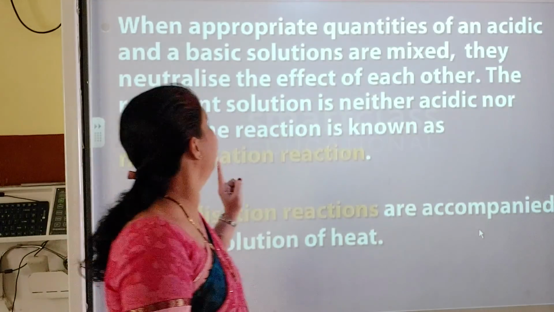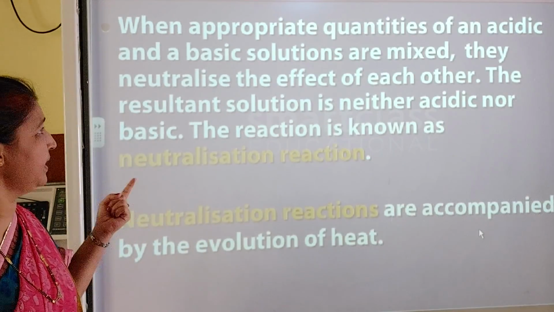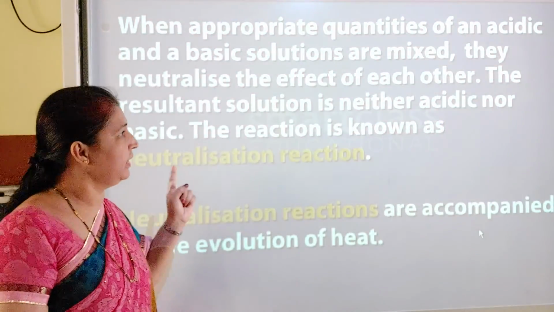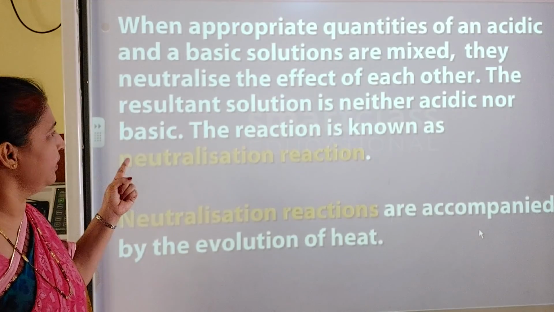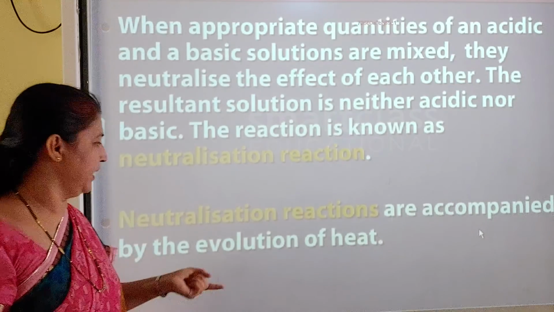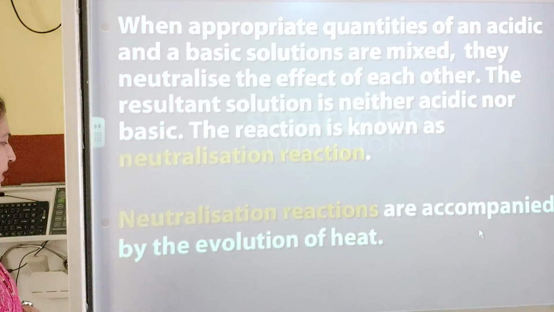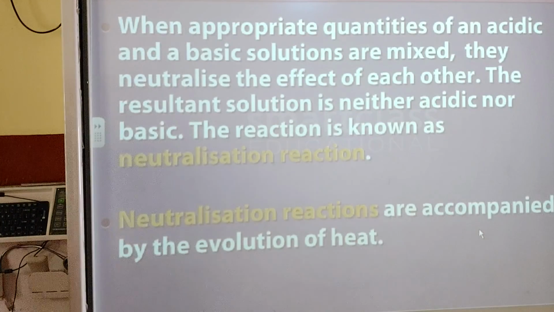So what is said is that when appropriate quantities of acidic and basic solutions are mixed, they neutralize the effect of each other. The resulting solution is neither acidic nor basic. The reaction is known as a neutralization reaction. And the neutralization reaction is accompanied by the evolution of heat.